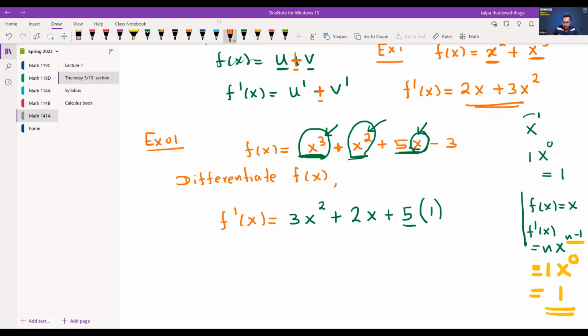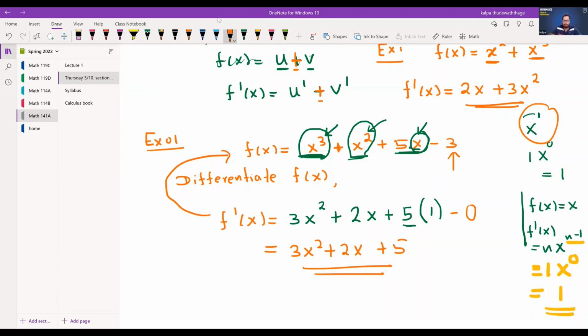So remember, the derivative of x is 1, and lastly the constant. If you have a constant, the derivative of a constant is always 0. So the final answer is 3x to the power 2, plus 2x, plus 5. This is the derivative of the original function. Okay, right.